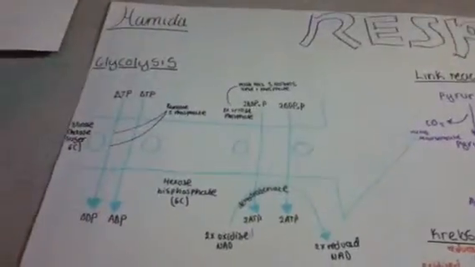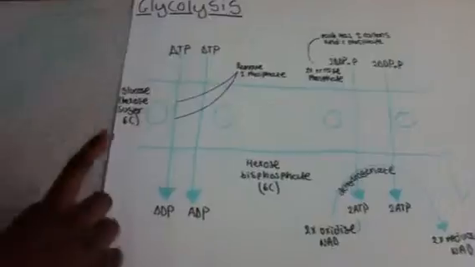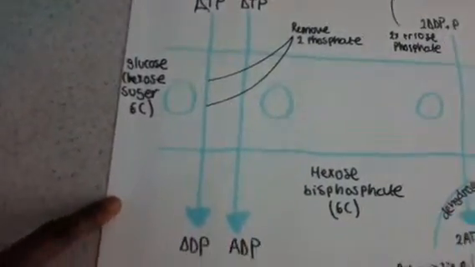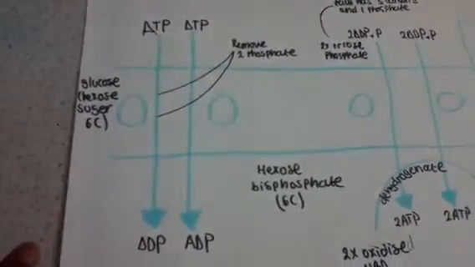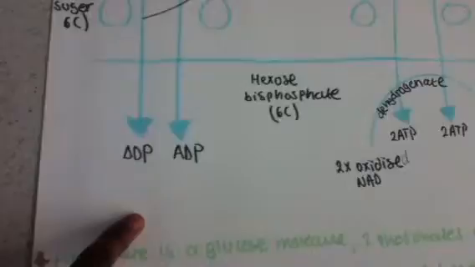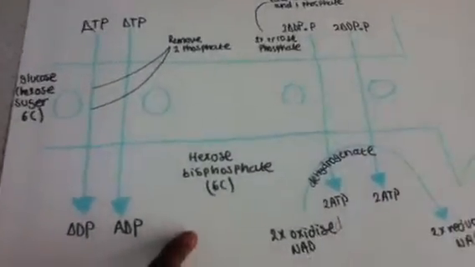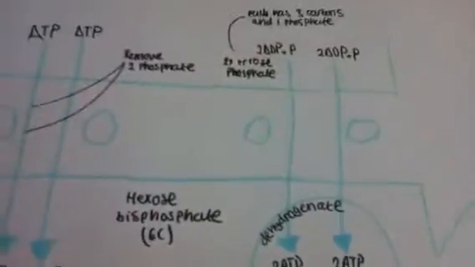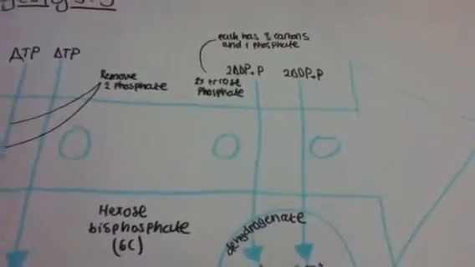Okay. So the first stage of respiration is glycolysis. You have a glucose hexose sugar with 6 carbons and you have ATP. From the ATP you remove two phosphates, which gives you two ADPs, which then gives you hexose biphosphate, which is then split into two triose phosphates, which each have 3 carbons and 1 phosphate.